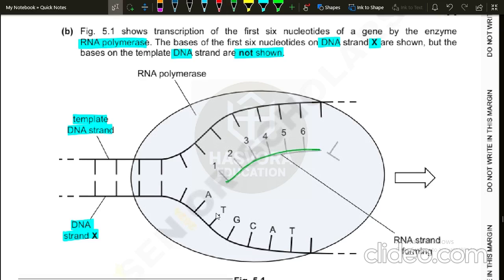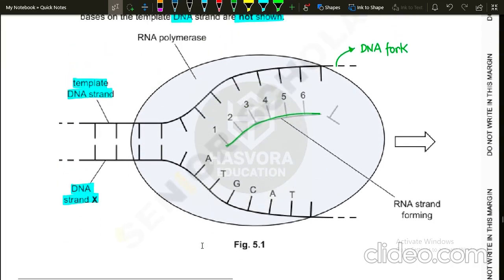Okay, so this whole structure is called a DNA fork, because you can see that it is forming the shape of a fork. And this is also called, I've just forgotten the name, so let's just move on.